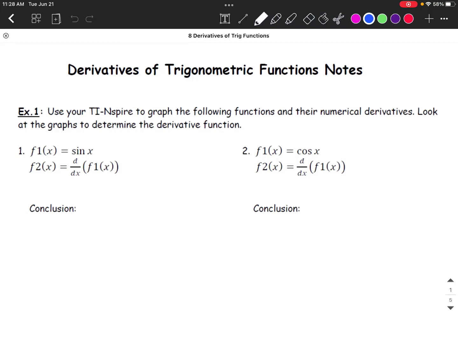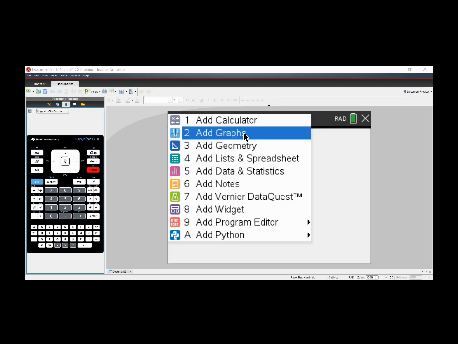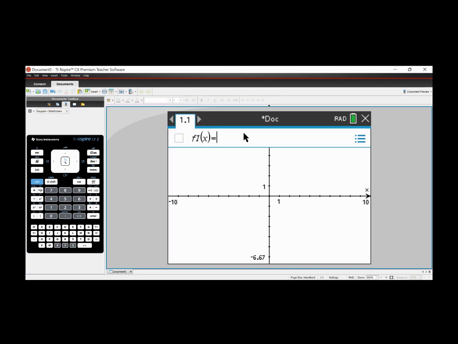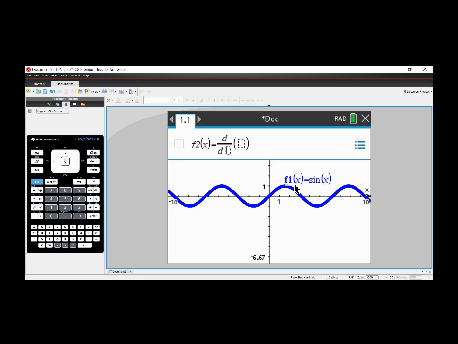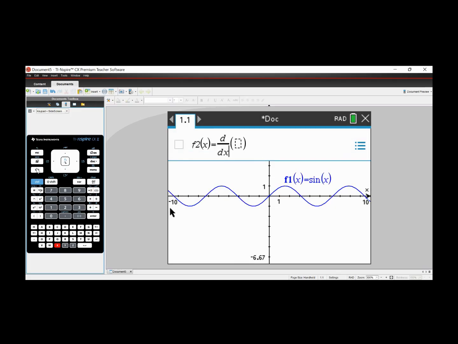So go grab your calculator. Okay, so we're going to open up a graph page. We're going to graph sine x in F1. And then in F2, we're going to use our template key and the derivative with respect to x of, and instead of retyping sine x, and you'll see why in a moment, we're going to do F1 of x.